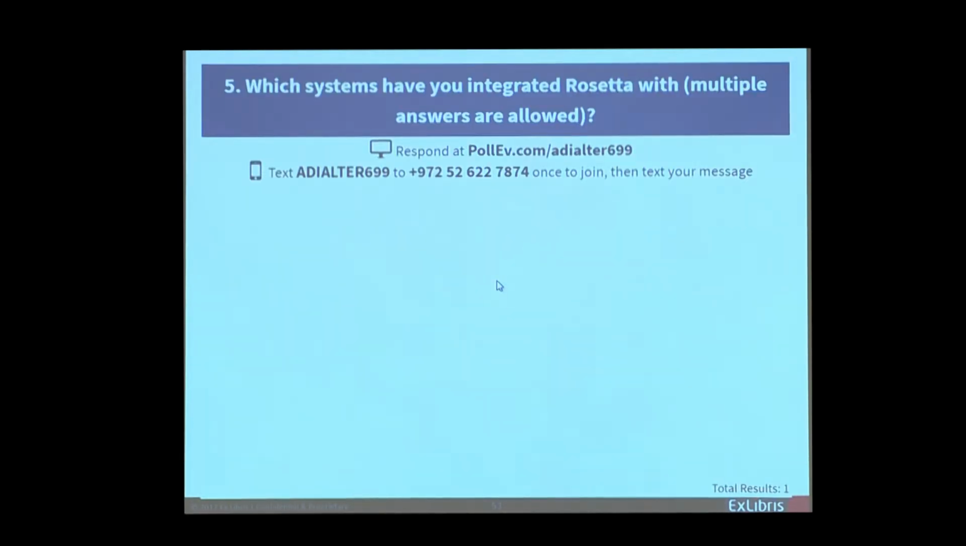And so the next question, which should appear now. I see it already on my device, but apparently it's not yet here. Which systems have you integrated Rosetta with? Already integrated. Multiple answers are allowed. Let's see what happened here. Let's try it again. Okay, it's coming. Good. You can have more than one answer here.